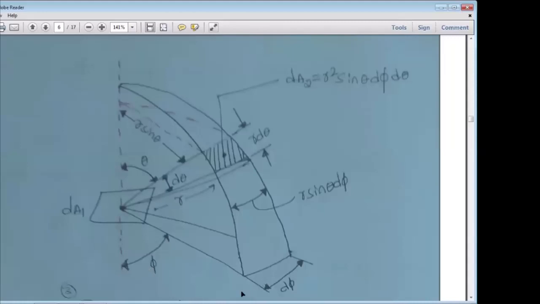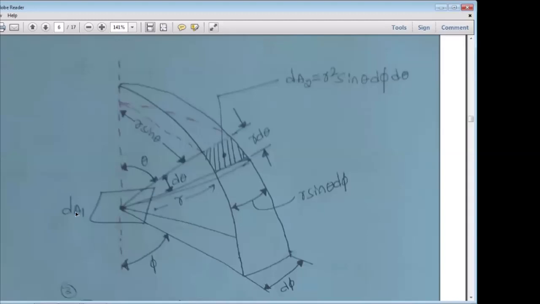Then this distance is called d phi, and this distance is called r sine theta d phi. This is the element taking on the surface of the hemisphere, which is called r d theta, and this is called r. So this distance is r sine theta d phi, hence dA2 is the area which is intercepting the radiation on the hemispherical surface.